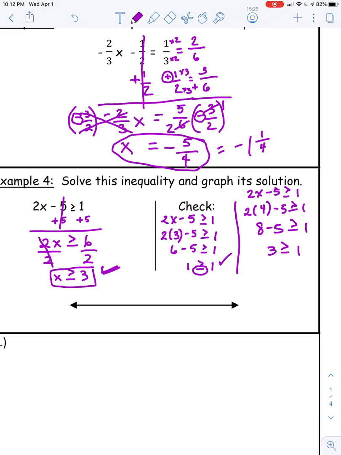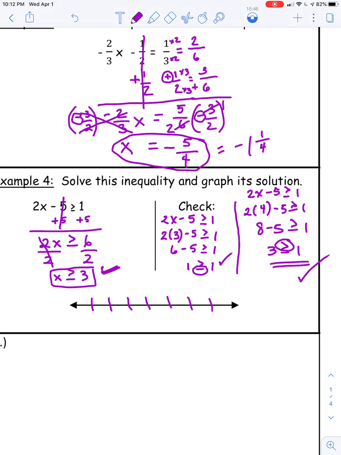So when I put in a 4, I end up with 3 is greater than or equal to, in this case, it's this part of it, it's greater than 1, right? 3 is greater than 1, so this checks out too. Okay, so we did solve it correctly. So what I want us to do now is plot this. Just draw some lines on your number line down here.